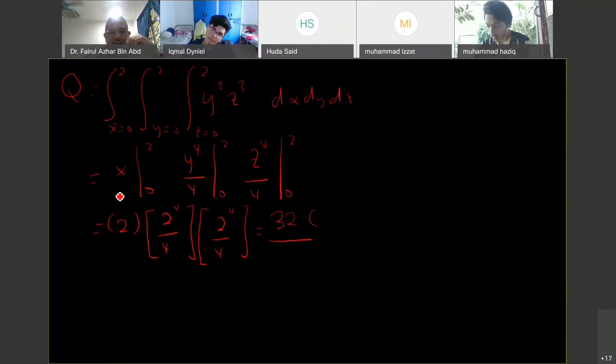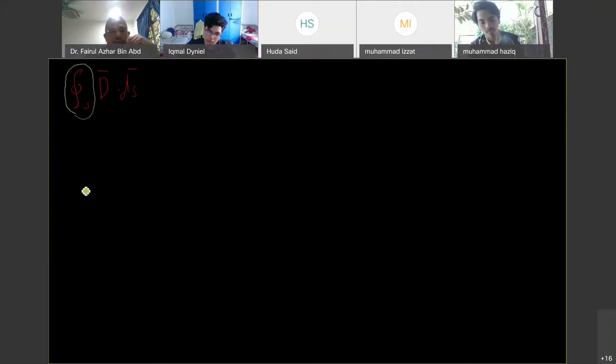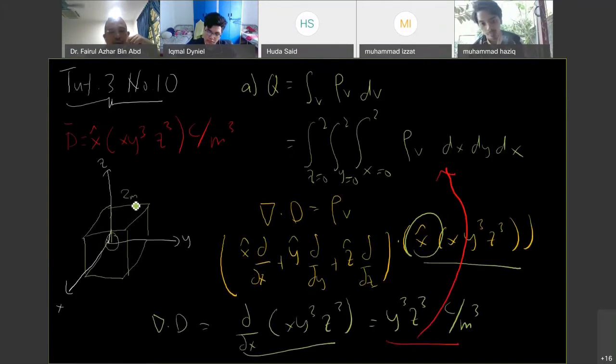Alright. Then the question asks us to find the same value, which is the value of Q, by using this expression, E dot dS. In this case, we have a closed integration surface. By considering that, we have our cube here. So we have 6 surfaces. If you imagine a dice, the dice has 6 surfaces, right?